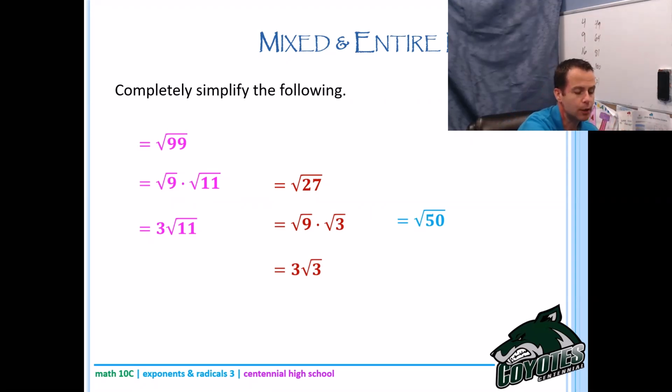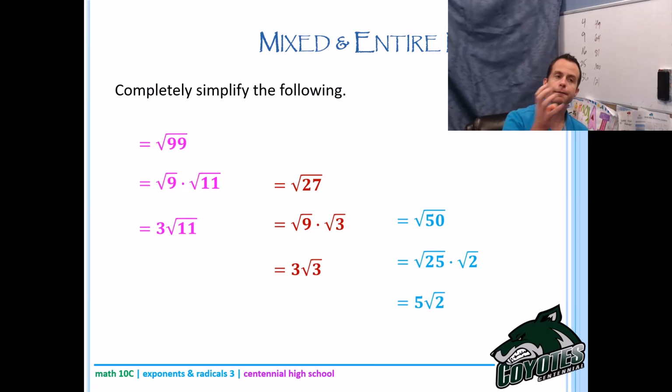Root 50. Okay, the 9 doesn't work this time, but the 25 sure does. Root 50, see the 25 right there? I'm only working off of this list. So root 50 can be root 25 times root 2, and I know that the root of 25 is 5. So my simplified version is 5 root 2. Again, the phrasing here will always say completely simplify.